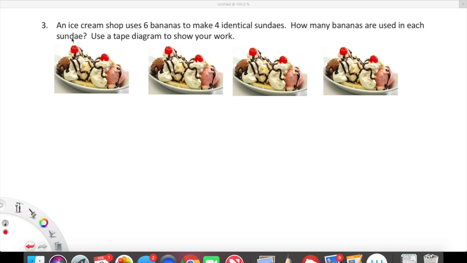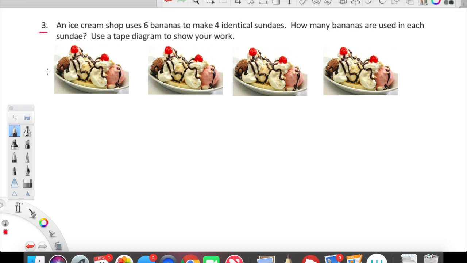Yum! I love when the worlds of math and ice cream collide. This is my kind of problem. Let's look at this one, you guys. An ice cream shop uses 6 bananas to make 4 identical sundaes, shown here. Don't those look amazing? How many bananas are used in each sundae? Use a tape diagram to show your work.